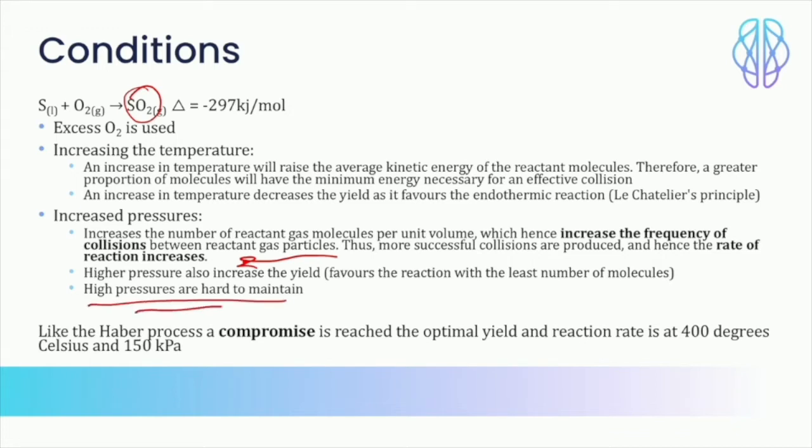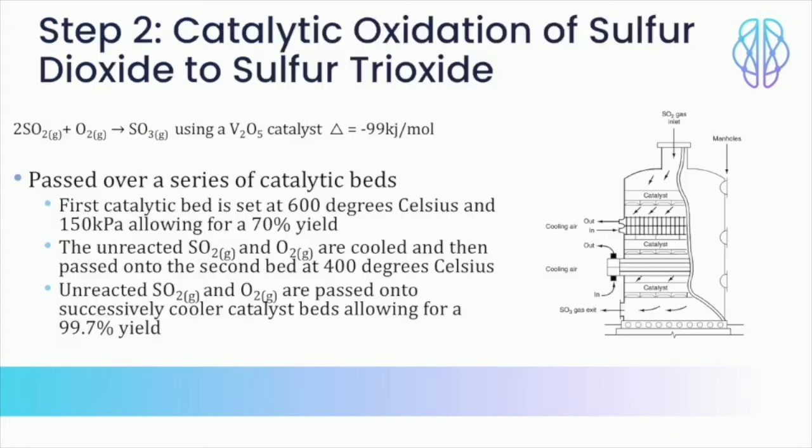However, high pressures are really hard to maintain. They're really costly. So, very similar to the Haber process, we have a compromise. We compromise reaction rate and yield, and the optimal conditions are a temperature of 400 degrees Celsius and a pressure of 150 kilopascals. So the next step in the contact process is catalytically converting the sulfur dioxide that we made in the previous step to sulfur trioxide.